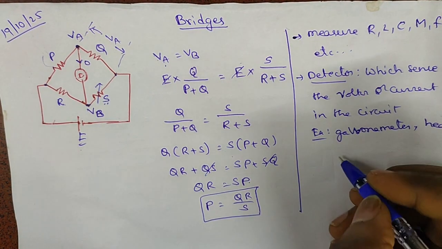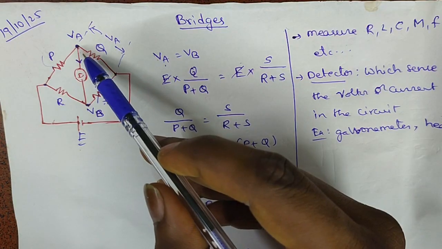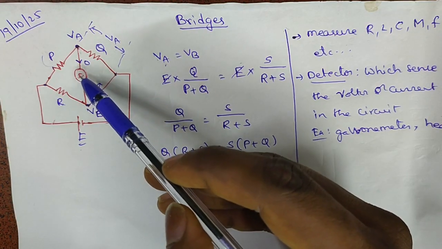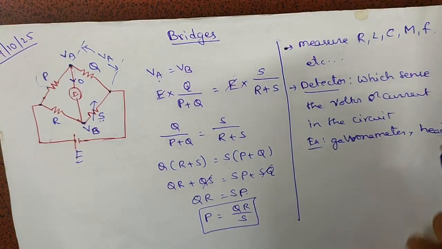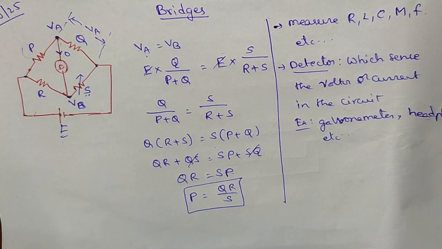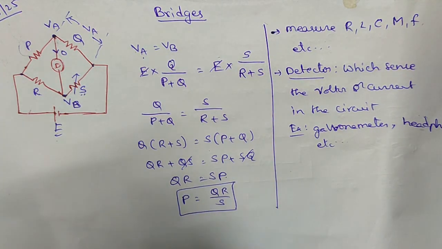Headphones are used when a current of some frequency F is applied to the detector, and due to that frequency it produces a vibration that converts into sound. So those can be used, and so on. This is the typical bridge calculation, and when we are going to find the inductance, capacitance, frequency and resistance values, there are different types of bridges. Those will be explained.